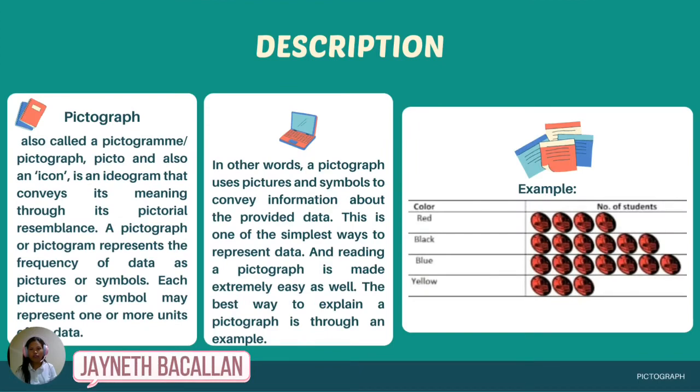Pictograph, also called a pictogram, picto, and also an icon, is an ideogram that conveys its meaning through its pictorial resemblance. A pictograph or pictogram represents the frequency of data as pictures or symbols. Each picture or symbol may represent one or more units of the data. In other words, a pictograph uses pictures and symbols to convey information about the provided data. This is one of the simplest ways to represent data, and reading a pictograph is made extremely easy as well. The best way to explain a pictogram is through an example.